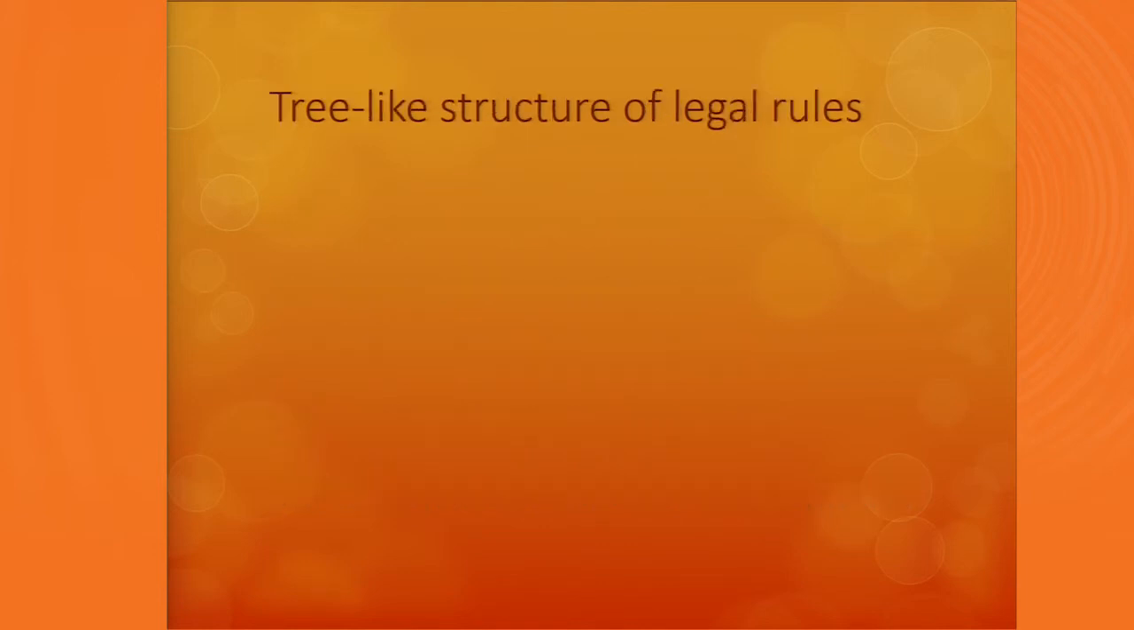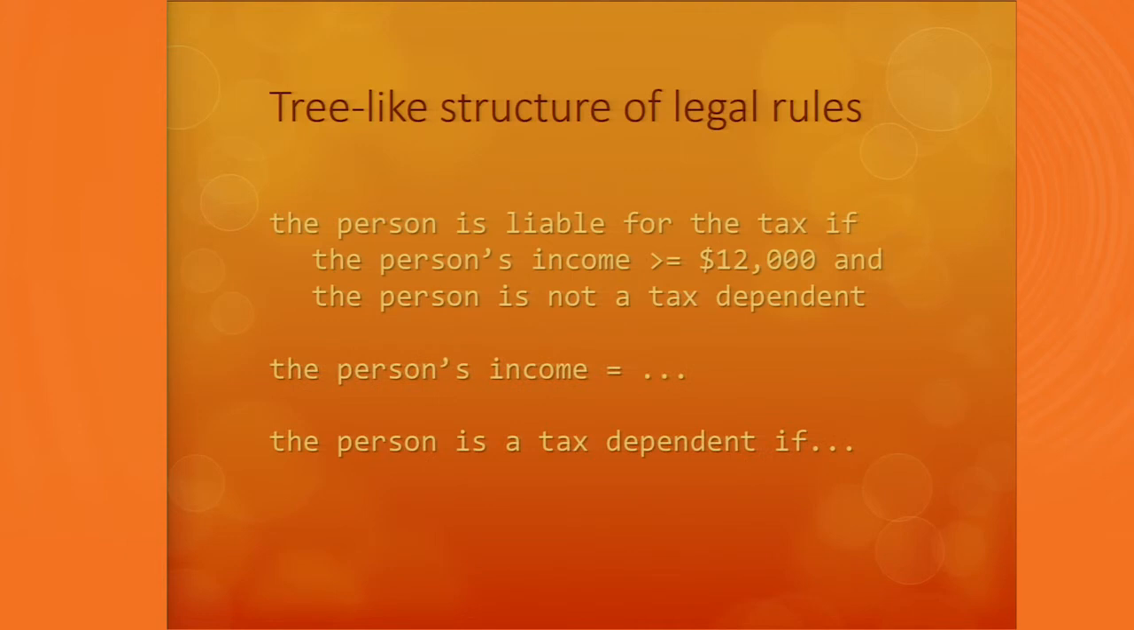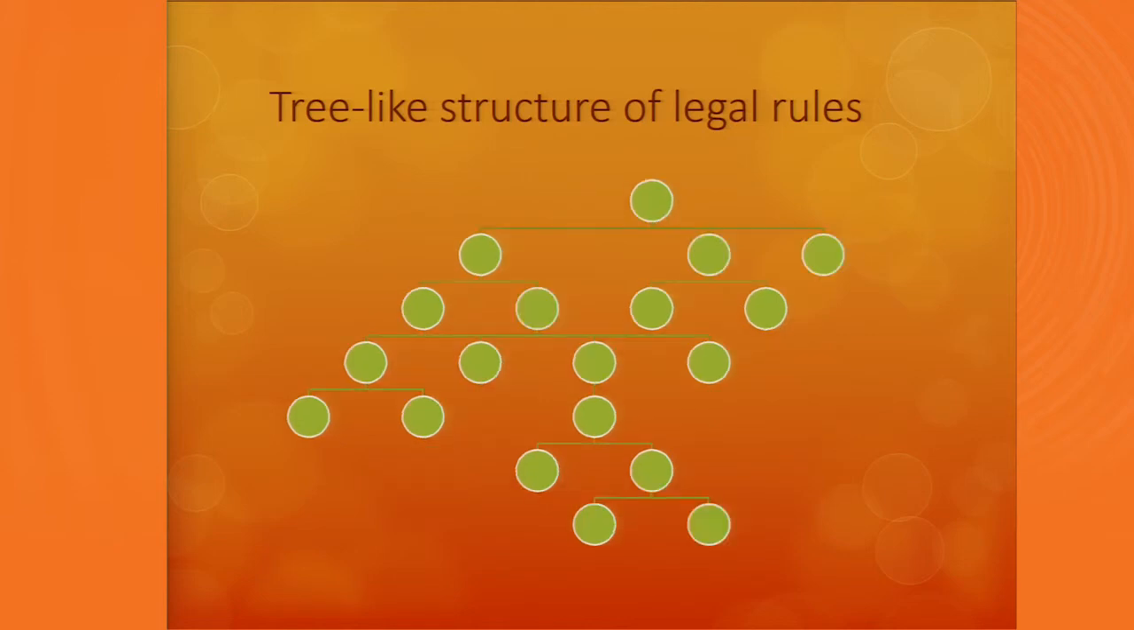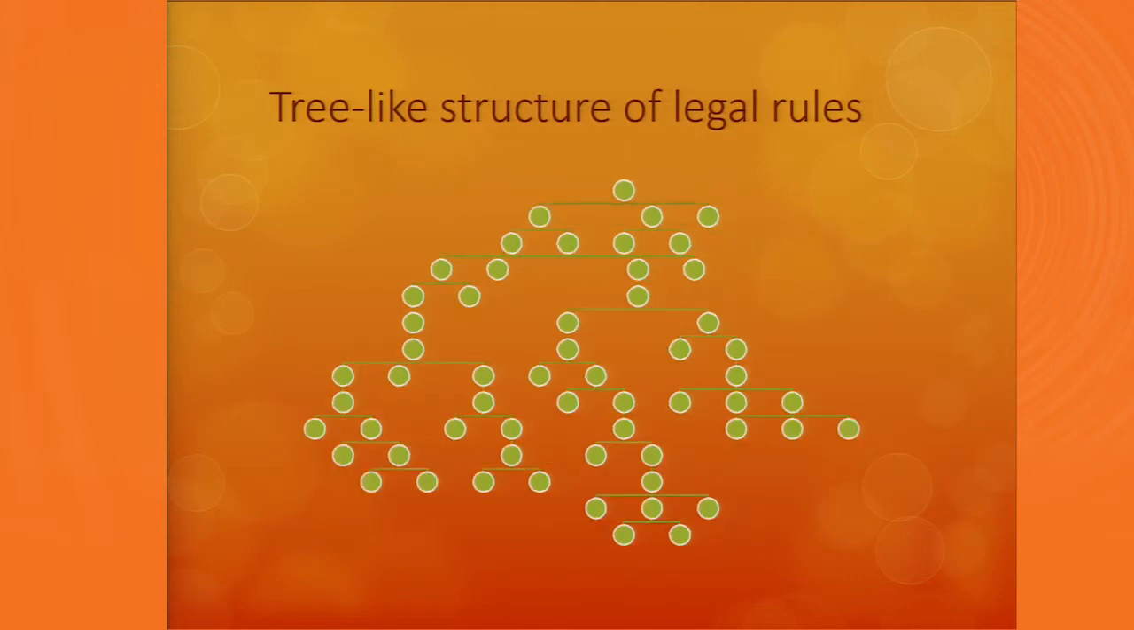Before I get to the next two, I just have to go into a little bit about the tree-like structure of legal rules. If you look at these rules, at the top, we're trying to figure out if the person's liable for the tax. That depends on their income and whether they're a dependent. And then we have other rules that prove those things, right? So you can imagine that these all connect together in a hierarchy, a tree structure. As you dig down into how you define income and how you define dependent, the tree gets deeper and deeper, and you just keep going until you hit some sort of common sense concept that your user can use, or until whatever system you're integrating with has that piece of data.